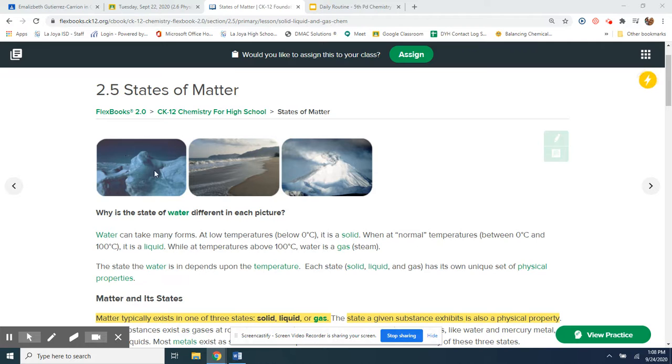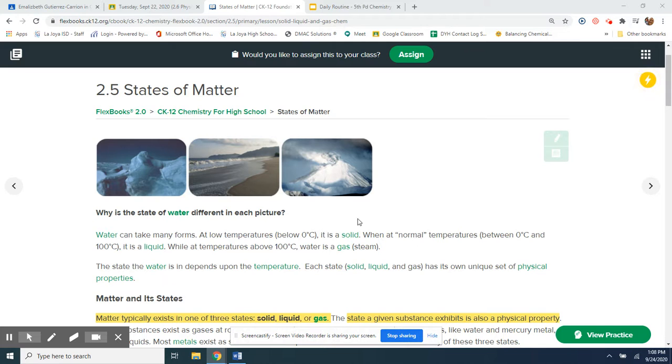So here it looks like we have a glacier. Here we got a beach with water flowing up the beach, up onto the shore. And then here you have a volcano with a bunch of snow that's probably changing that snow into vapor, water vapor to be exact. And probably it's raining somewhere around here if there's any.